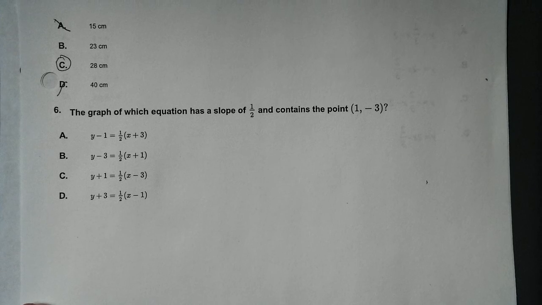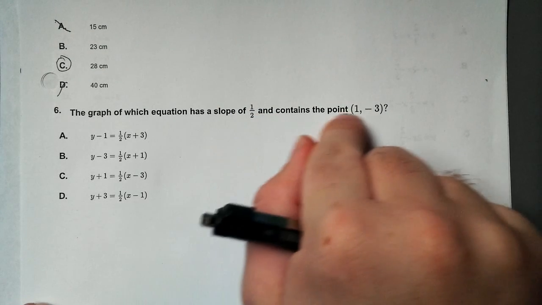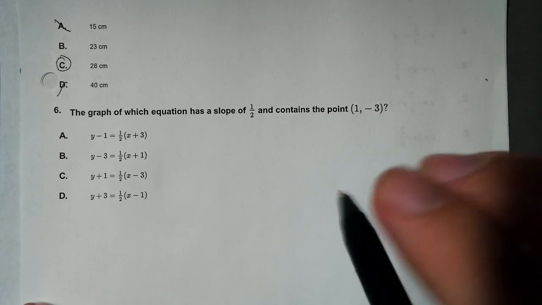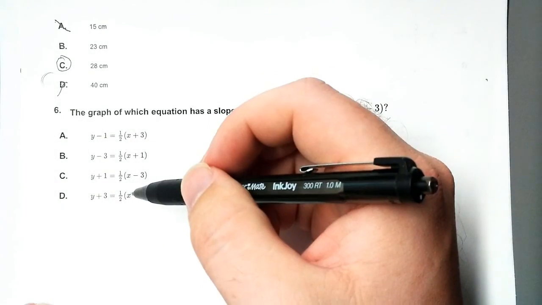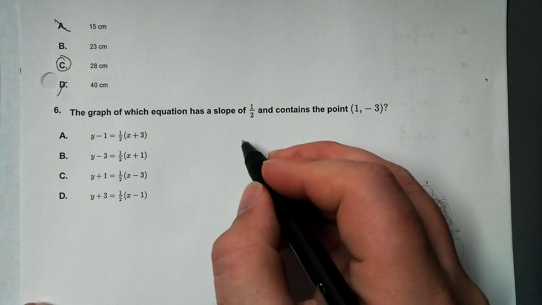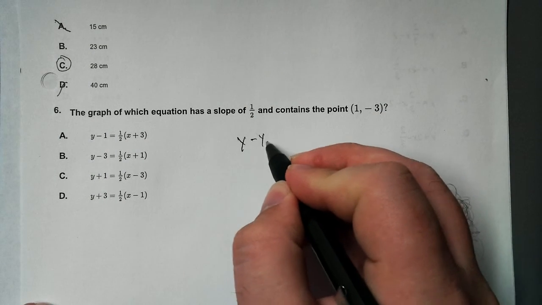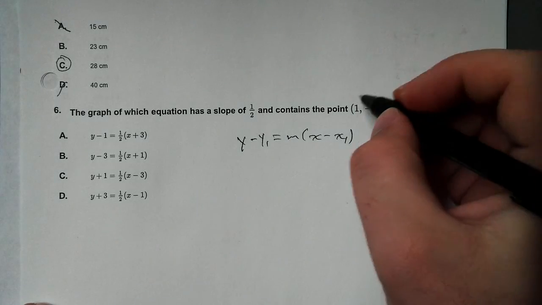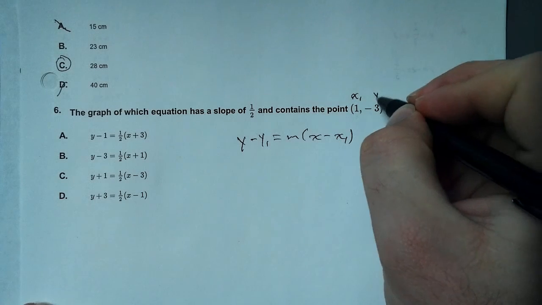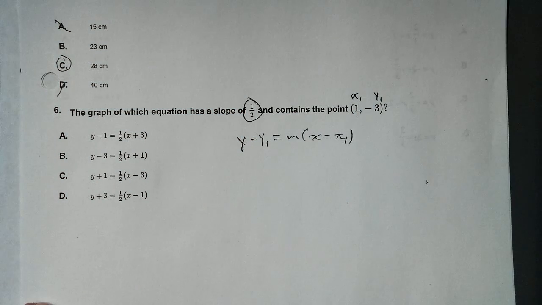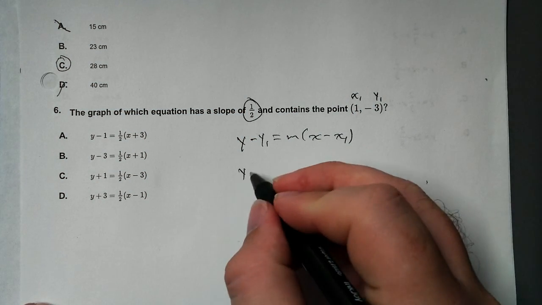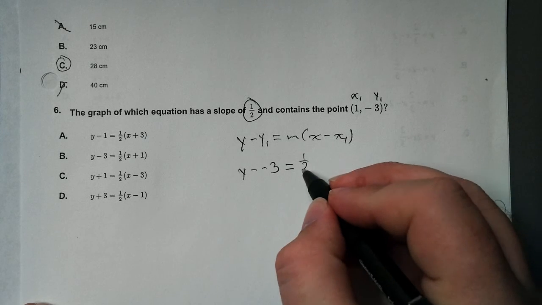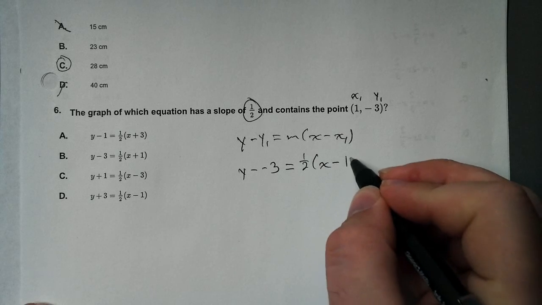The graph of the equation has a slope of 1/2 and contains the point (1, -3). Well, all of these are in point-slope form, so all I have to do is plug this into point-slope form: y minus y1 equals m(x minus x1). Remember, this point is your x1, y1, and this is our slope. So y minus negative 3 equals 1/2(x minus 1).